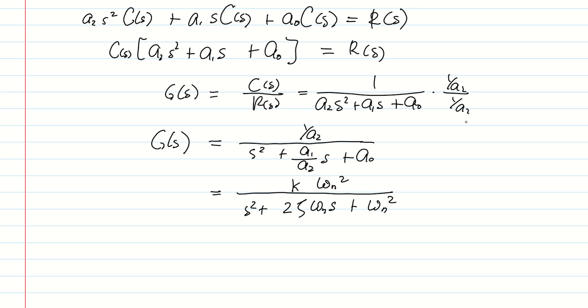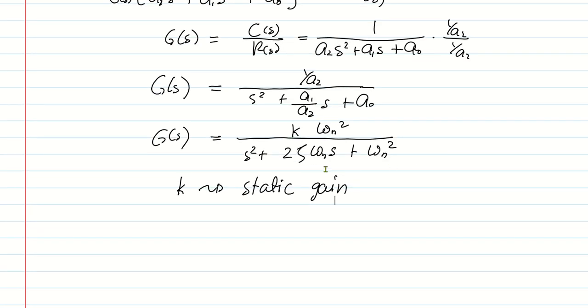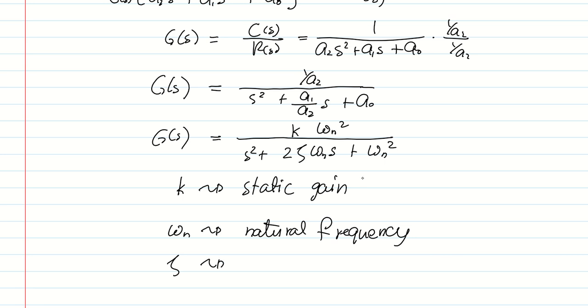So what are these new terms that I wrote here? Where k is what we call the static gain, just like before, static gain or static sensitivity, and so on. Then we have two other parameters that we need to consider. We have omega n, which is what we call the natural frequency. And the other one, zeta, is what we call the damping ratio or damping coefficient.